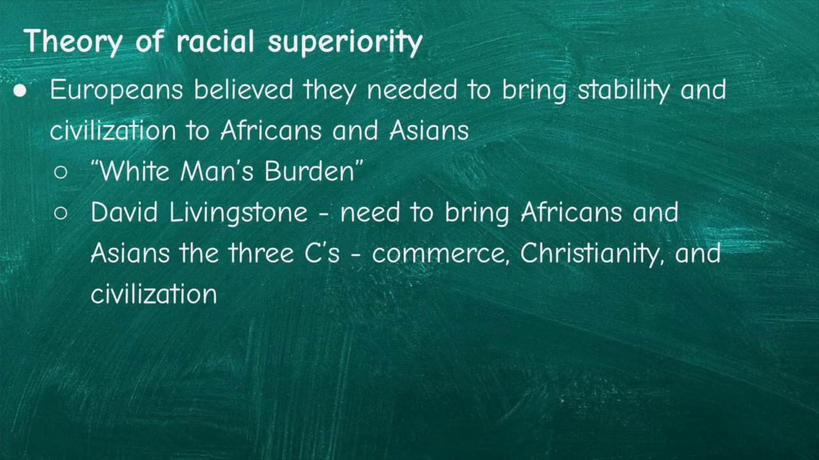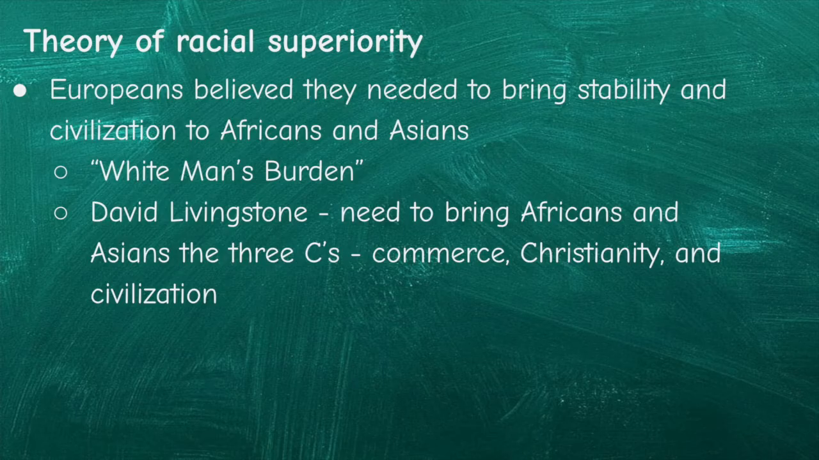And because of this idea that they were racially superior, Europeans especially believed that they needed to bring stability and civilization to African and Asian peoples. So they refer to this as white man's burden. This actually comes from a poem written by Rudyard Kipling. Rudyard Kipling was the author of The Jungle Book. So this is this idea that it is the burden of white men, or white people, but especially men, to enlighten and civilize other people, that because white people are so much more civilized, it is their duty and responsibility, it is their burden to try to lift up other peoples. So that's why it's man's burden.